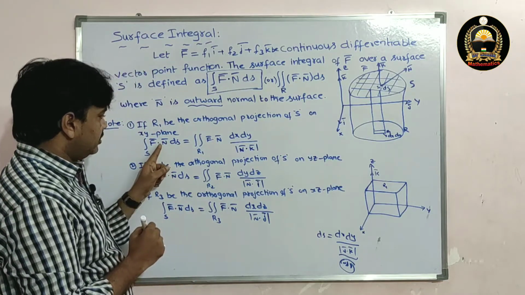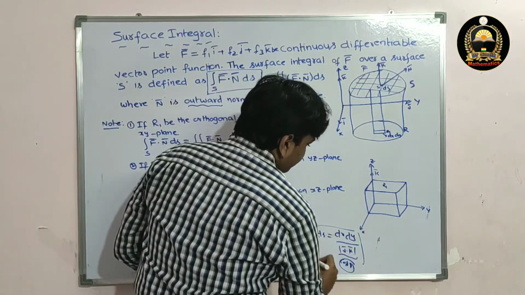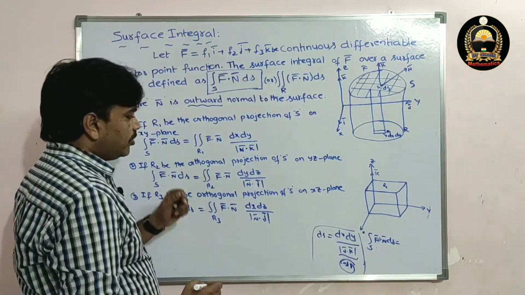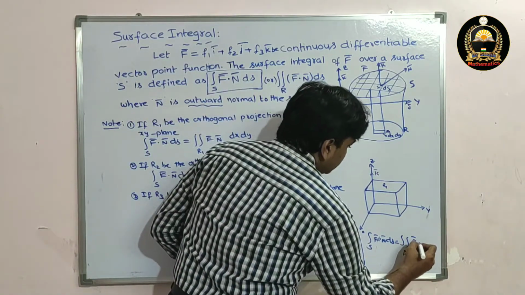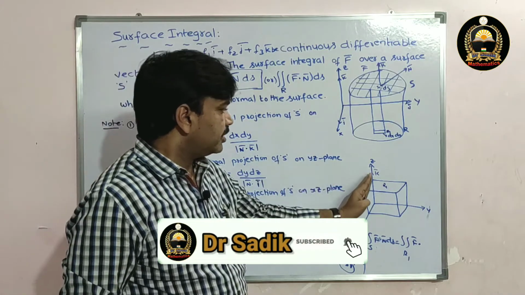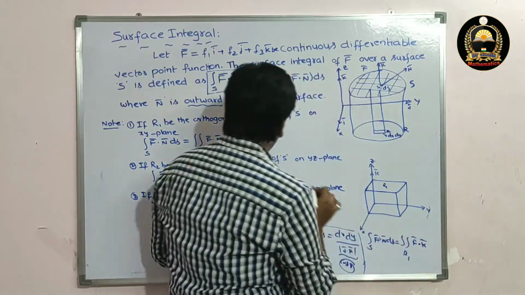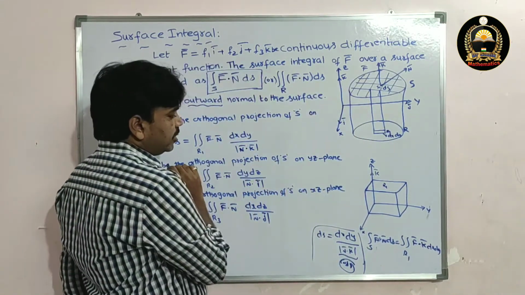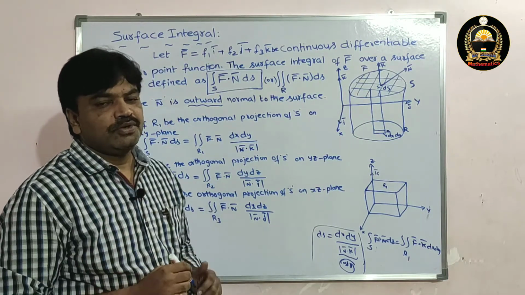Now see students, this formula becomes the integral over S of f bar dot n bar ds, which is equal to the double integral over R1 of f bar dot n bar dx dy, divided by k bar dot k bar. The outward unit normal vector is k bar, so n bar becomes k bar. What is the value of k bar dot k bar? The value is 1.